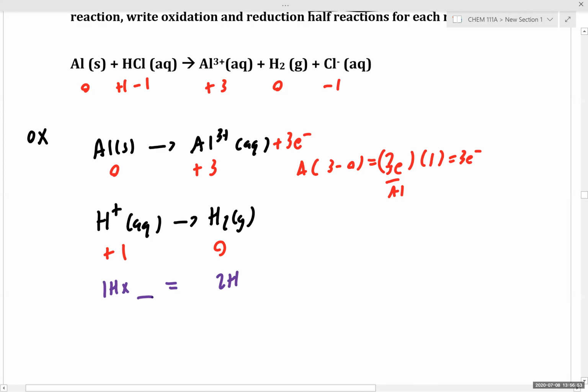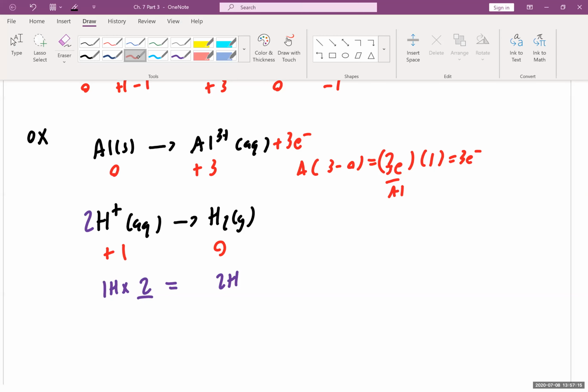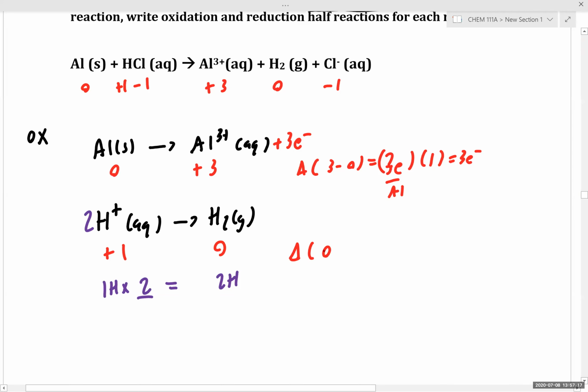So what coefficient do we need for H plus? How many hydrogens do we need on the left? 2, exactly right. So now we have 2H plus leads to H2. Then our difference in electrons is 0 minus 1, so we have 1 electron per hydrogen atom. We have 2 hydrogen atoms, which gives us 2 electrons.